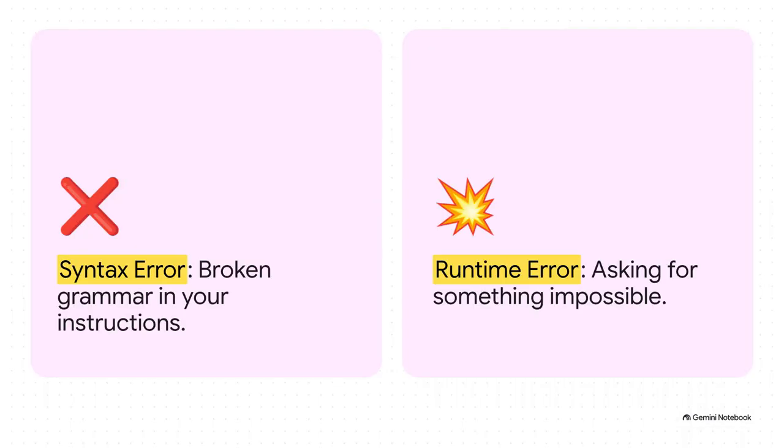But what happens when things inevitably go wrong in the kitchen? Well, if you write a recipe with completely broken grammar, the chef simply can't read it. That's what we call a syntax error. But what if your grammar is perfect, yet you ask the chef to do something literally physically impossible, like, say, mix 1 cup of screwdrivers or divide by 0? The chef just stops immediately and shouts for help. That right there is a runtime error.